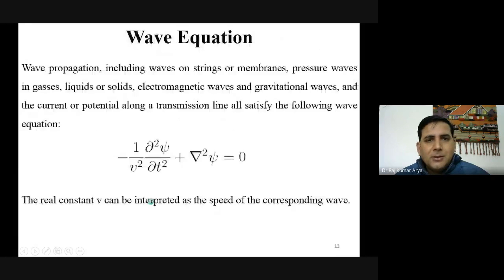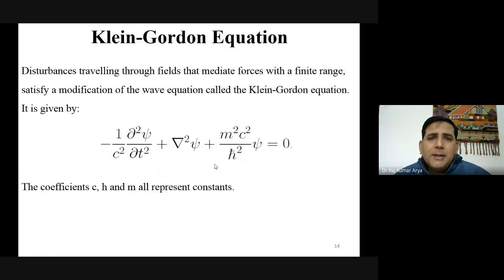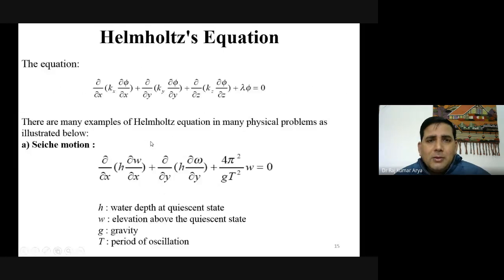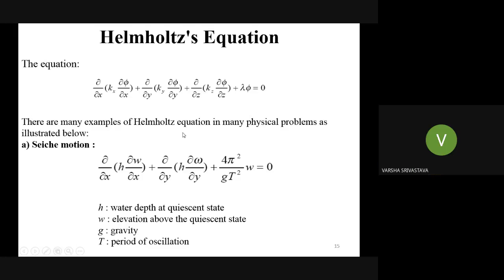Then you have the wave equation. Wave equation again is given by this term. Then you have the Klein-Gordon equation. That is again given like this. So C, H, and others represent the constants there. Now you have the Helmholtz equation. The Helmholtz equation you might have seen for the first time, I think maybe in thermodynamics, correct or not? Yes, sir.